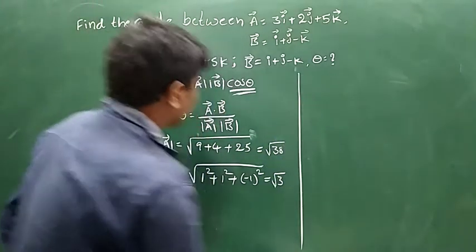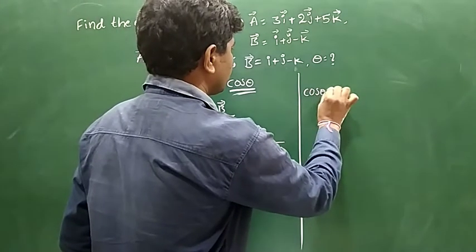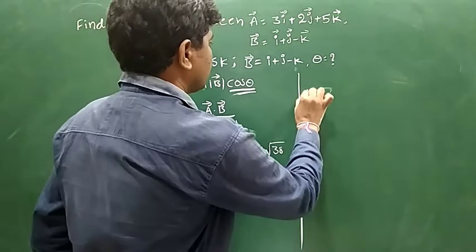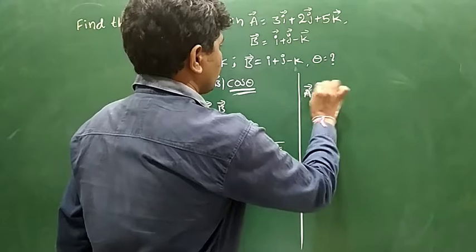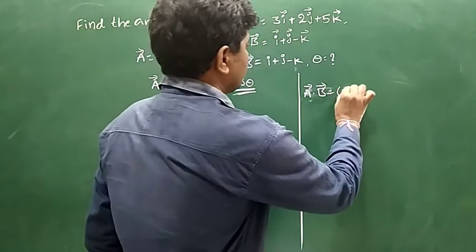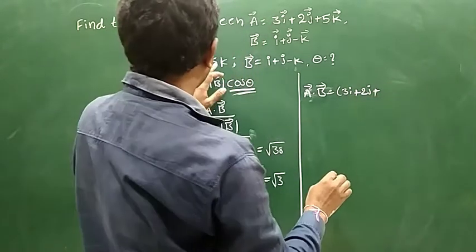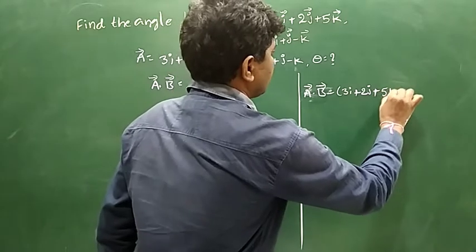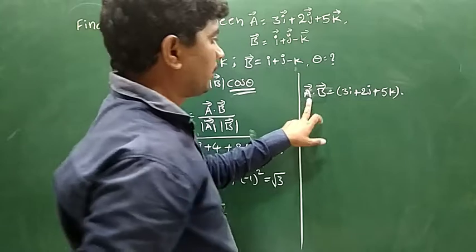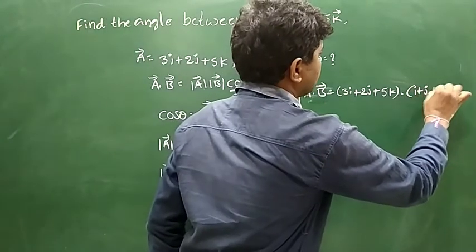Next, to find out the cos theta angle. Therefore cos theta is equal to, first find out A bar dot B bar. A bar is equal to 3i plus 2j plus 5k. B bar is equal to i plus j minus k.